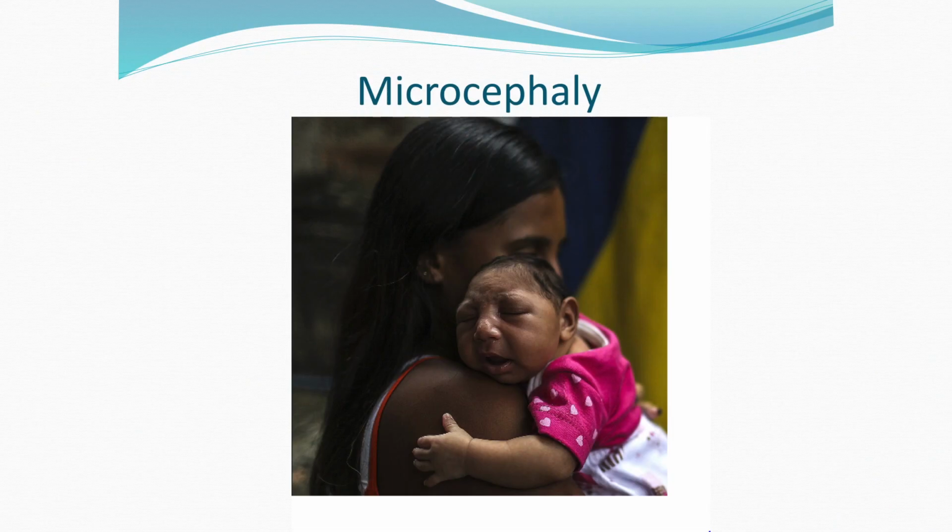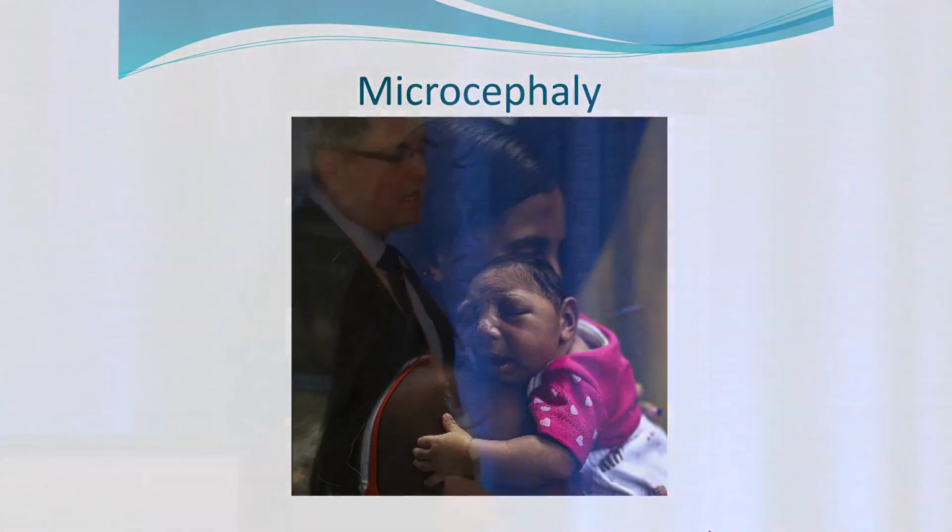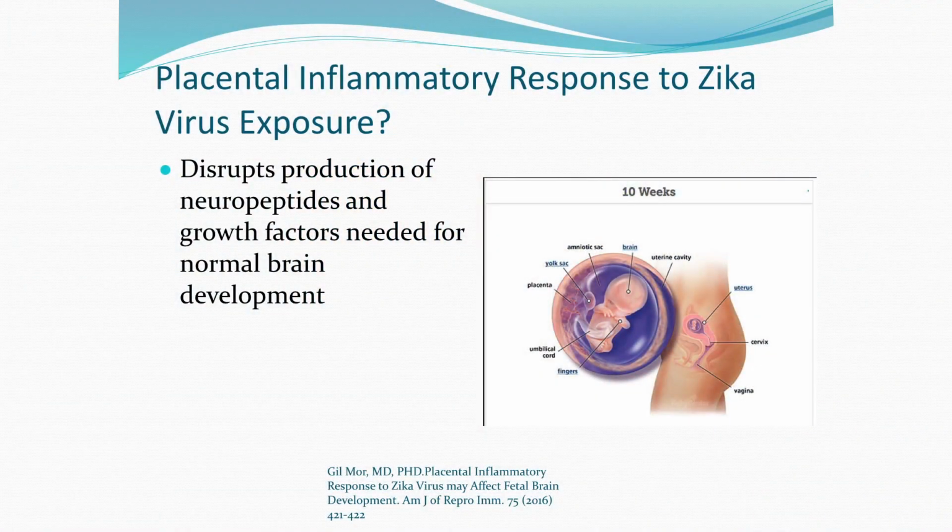So this is the abnormal formation or the lack of formation of the head, and with that comes other neurological issues for that particular patient that is born. Now, Gilmore, who's a professor, I think up in Connecticut, University of Connecticut, he wrote out this paper in an attempt to think about why this is happening. And his theory is it basically disrupts the neuropeptides. And so this virus actually crosses into the placenta, affects the neuropeptides in some way, the growth factors, that are needed to develop the normal brain.